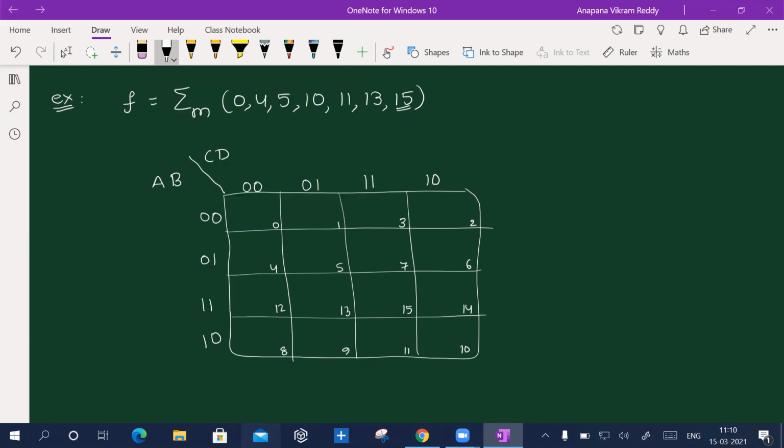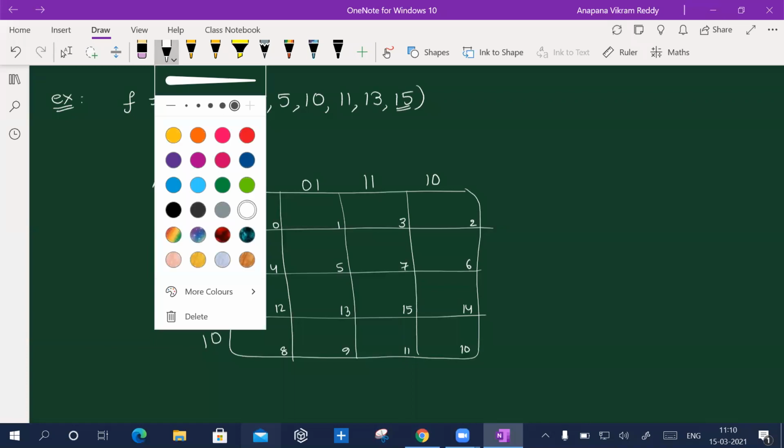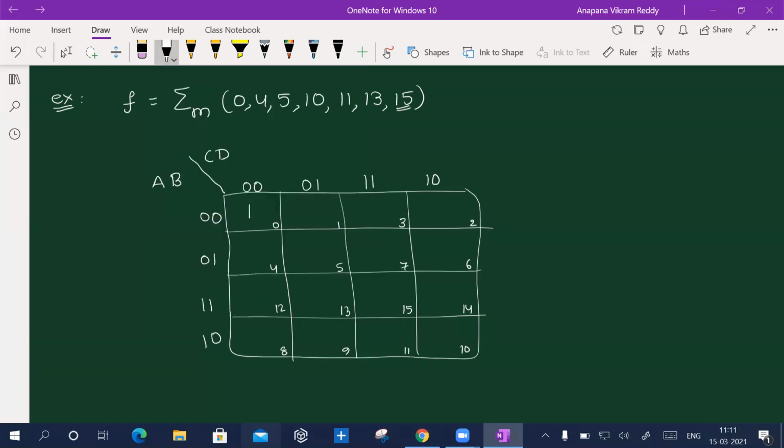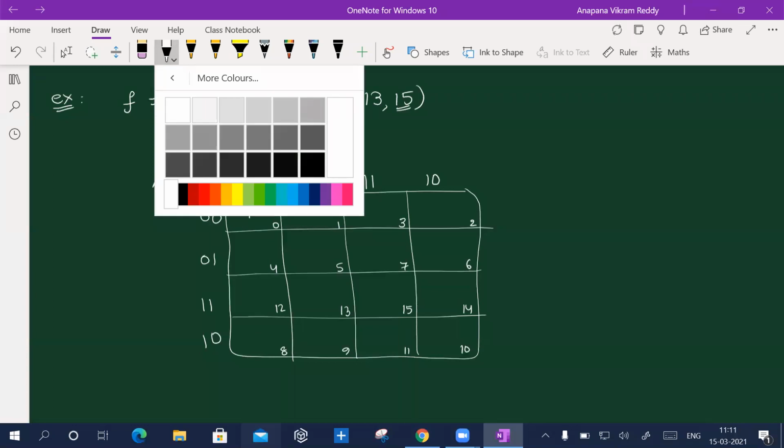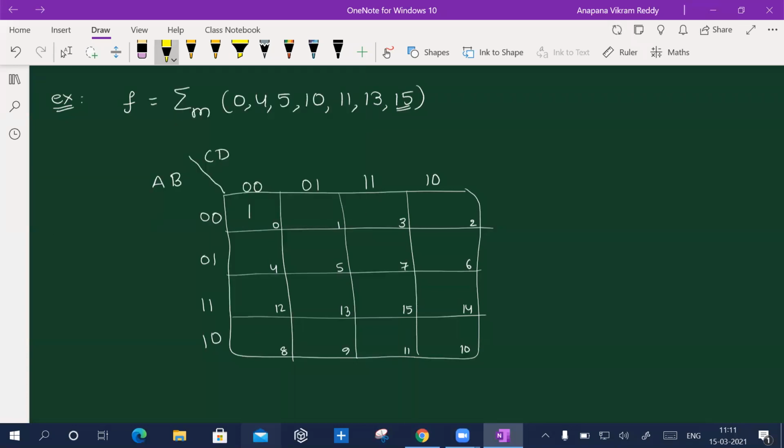Okay, so I have 0. Oh my god, this is not selected. So I have here 0, 4, and 5, and 10, 11, 13, and 15. So you tell me how many implicants I have here? 1, 2, 3, 4, 5, 6, 7. So I have 7 implicants. And how many PIs do I have?